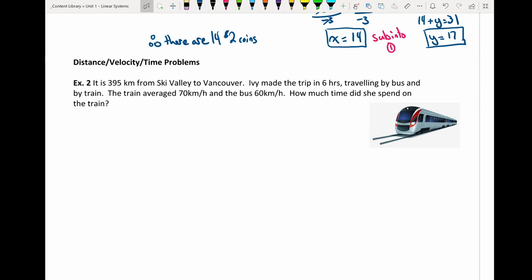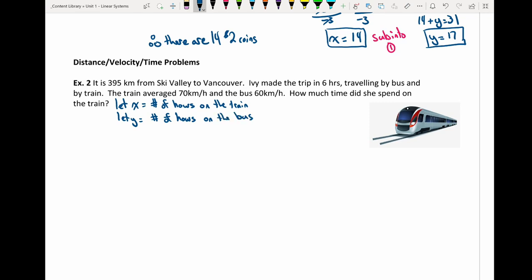So what we're going to do here is let x equal the number of hours on the train, and let y equal the number of hours on the bus.